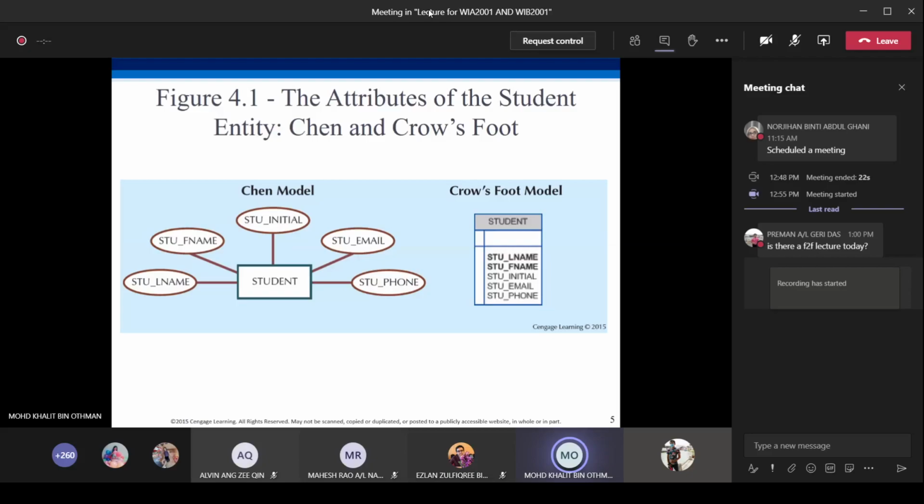And then we also have identifier, and then here we can use student ID as an identifier or as a primary key for student entity. So based on this model, we can see here what is a required attribute, optional attribute, or identifier for student entity.